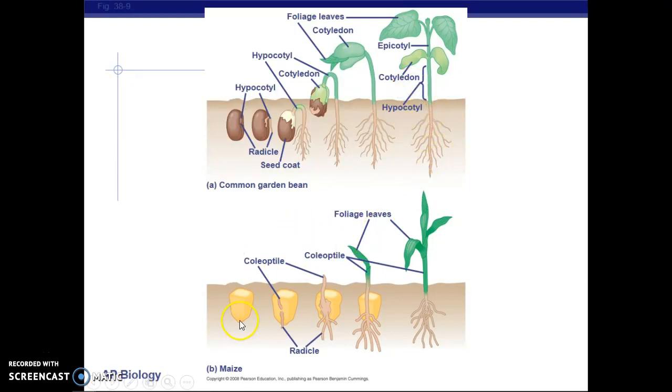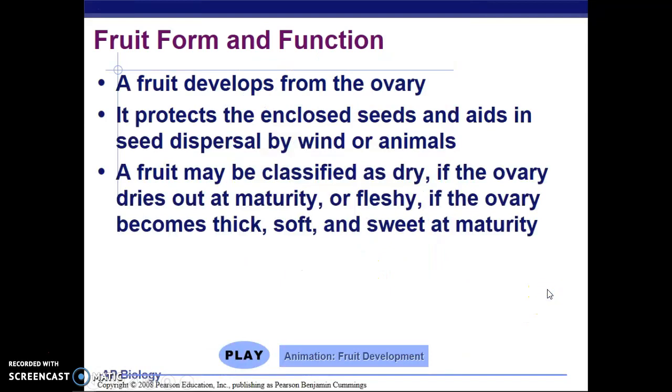In a monocot, there is no epicotyl or hypocotyl because there are no cotyledons. There is food stored as the endosperm, and then the coleoptile, that single cotyledon, becomes the first shoot or the stem, and then the radicle becomes the roots.